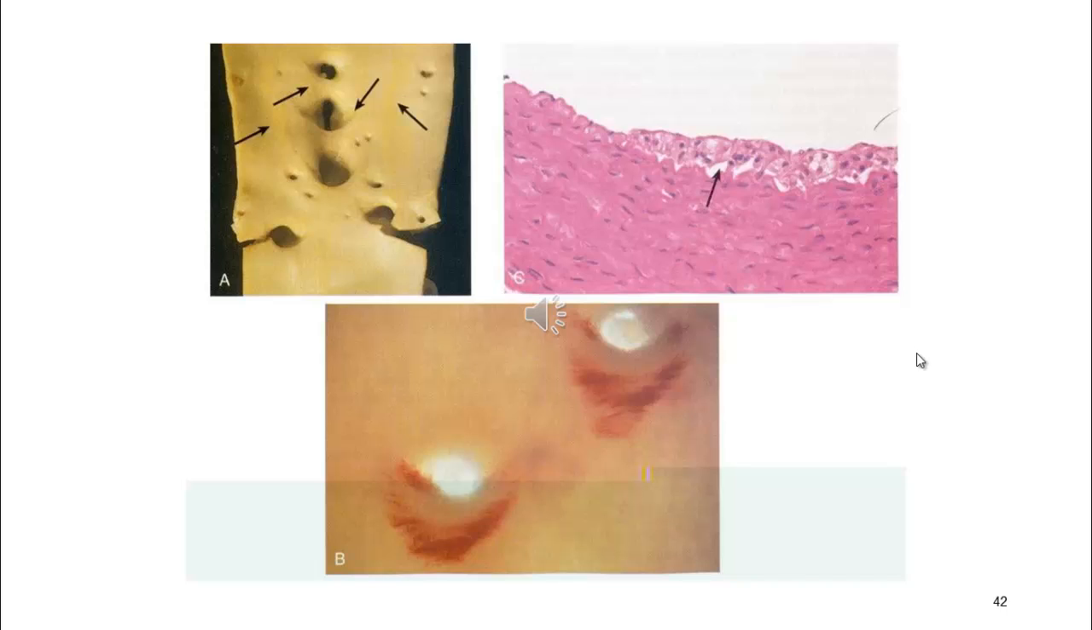In the next part, you can see that with the application of a special stain, you can more easily identify the areas containing foam cells in the wall of the blood vessels. Histologically, you can see a collection of foam cells just beneath the endothelial layer in the intima of a blood vessel.